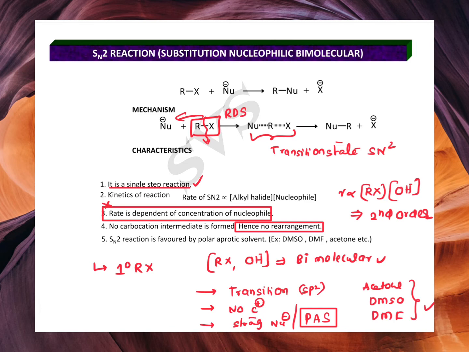Transition state, rate directly proportional to the concentration of alkyl halide and nucleophile, second order. Bimolecular reaction, transition state is observed, no carbocation, no rearrangement. Polar aprotic solvents like DMSO and DMF will favor the SN2 mechanism.